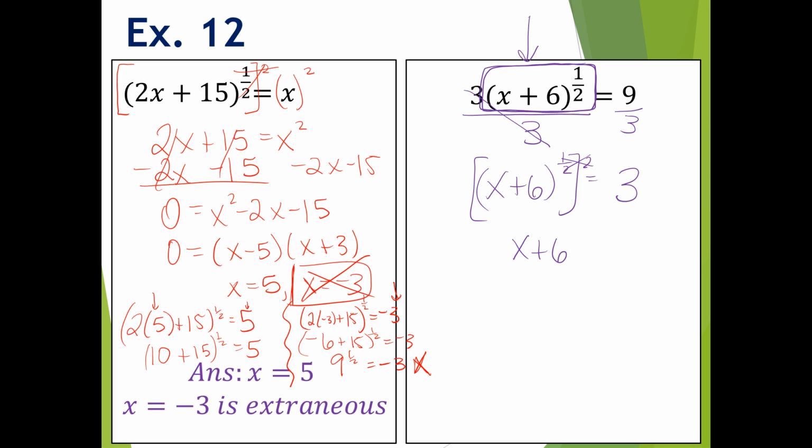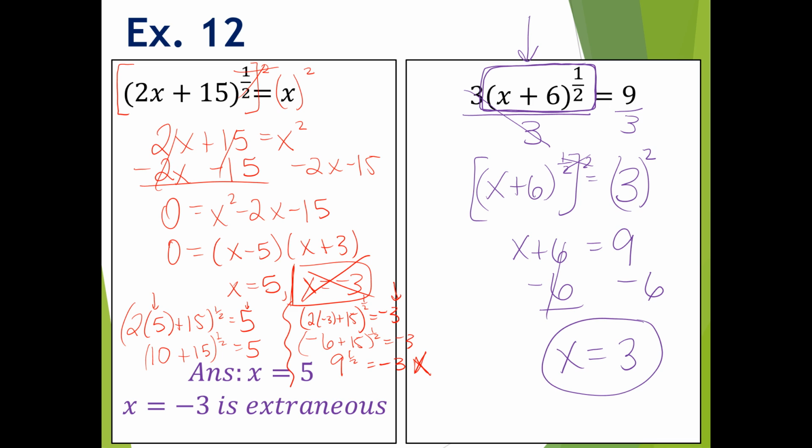Okay, now to get rid of our 1/2 exponent, we square both sides. So we get x plus 6. Oops, I didn't square both sides. Make sure you square both sides. Again, all of us make those mistakes sometimes. 3 squared is 9. Okay, then we subtract 6 from both sides, and we get x equals 3.